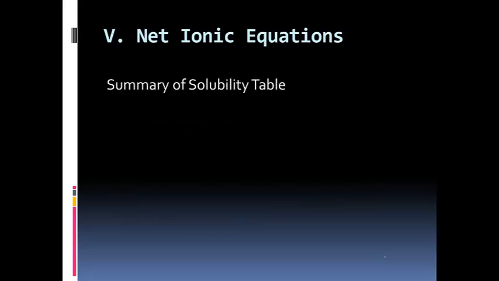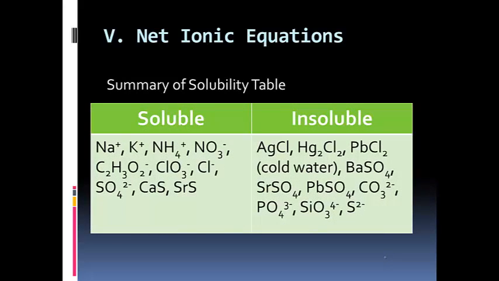You can memorize the chart or memorize this table. You may find this one easier. Notice all soluble compounds are with sodium. No matter what the anion is, it's always going to be soluble. Same with potassium, ammonium, and nitrate compounds. Your chlorides are almost always soluble except for these three. PbCl is soluble in hot water. In cold water, it's not soluble.